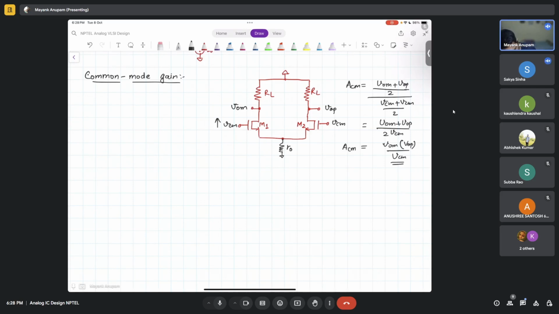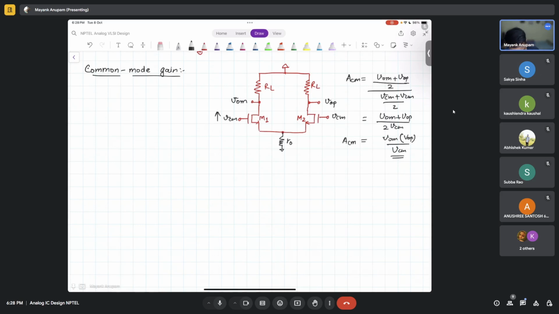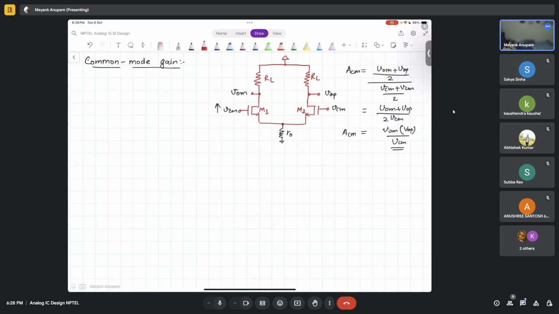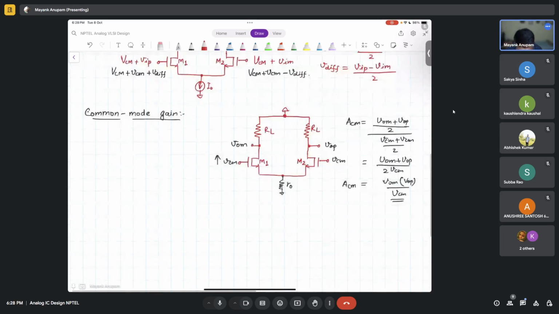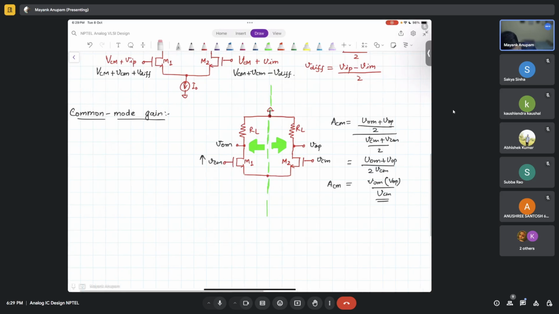At this point, let me explain something about the common mode circuit. This is a common mode picture. In the common mode picture, you can see that this is a fully differential picture, by the way. If this is an axis, everything that is left and right of it is exactly identical. They are like mirror images of each other.